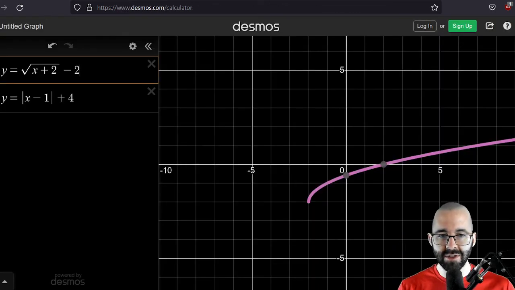That's function transformations. Let me know if you have any questions. I tried to give a lot of example problems, but questions are good.